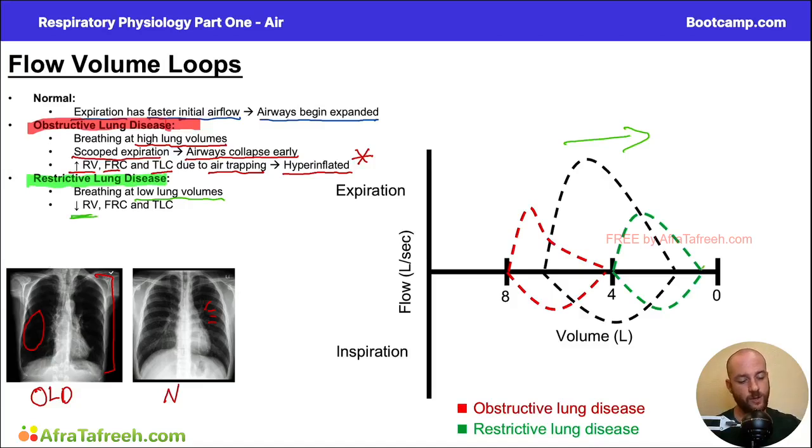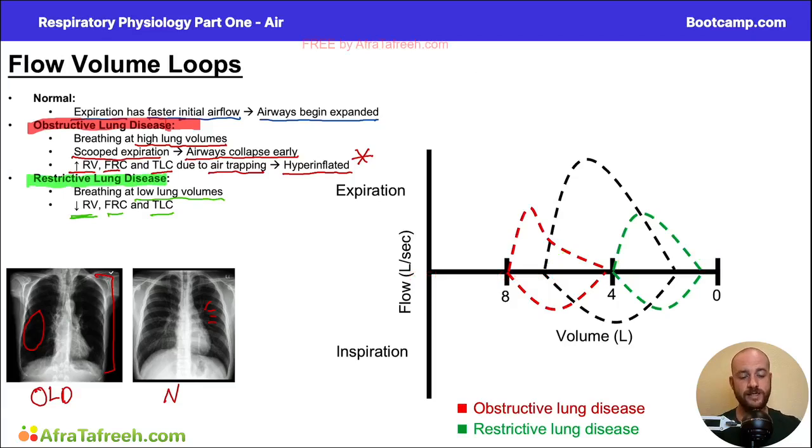The residual volume is represented by this very small space here. And again, because the residual volume in the lungs is low, the FRC and the total lung capacity are both going to be low. We can see that their total lung capacity is only about 4 liters compared to normal, which is about 6 liters over here.